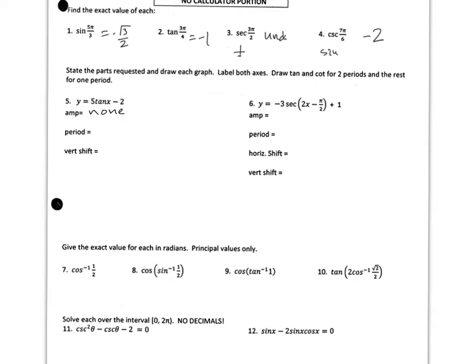Your period, be careful with this. Period is pi over b, as a reminder. So our period here is just pi. And we do have a vertical shift of down 2. Please don't write a -2. Don't just give me the question. Interpret what it means, please.